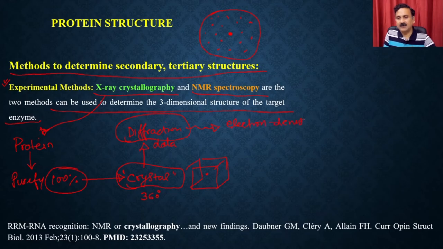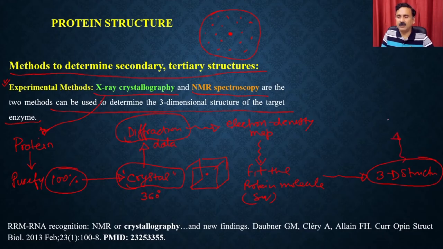Once you collect the electron density map, it is going to give you the position of the electrons within the three dimensions, right? So once you have the electron density map, you are going to fit the protein molecule, which means you are going to fit the protein sequence. And once you are done with the fitting, it is going to give you the 3D structure of the protein. Once you have the 3D structure of the protein, you can do the quality assessment, right?